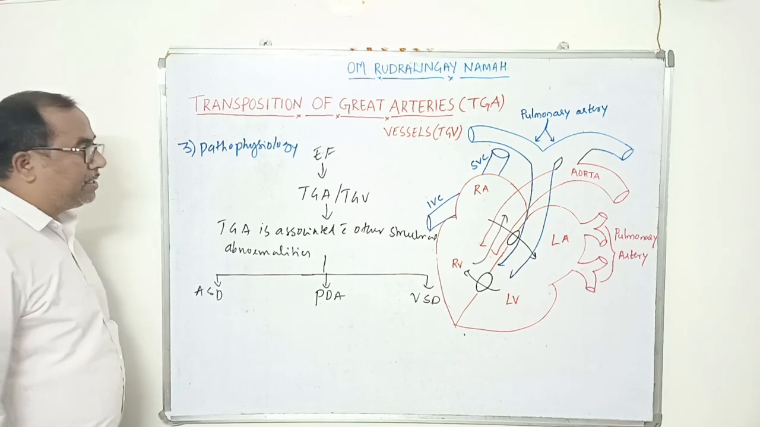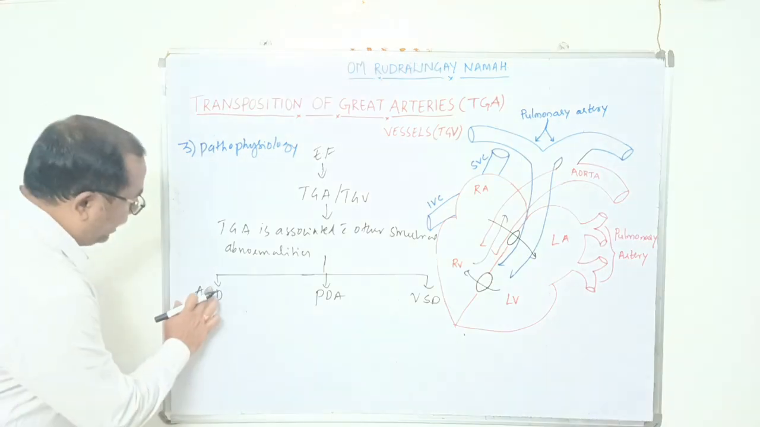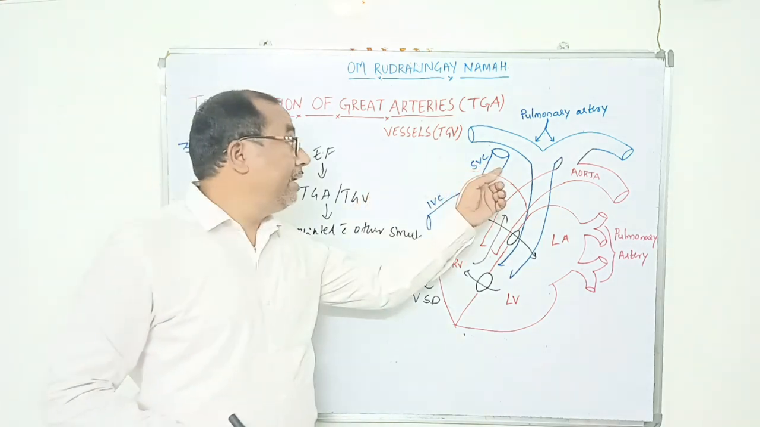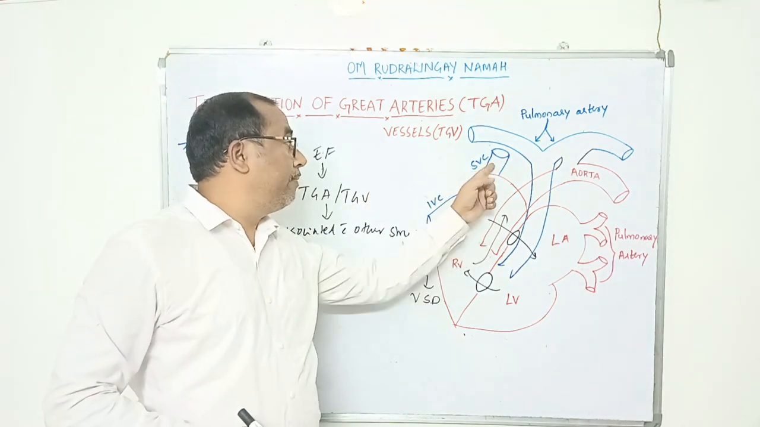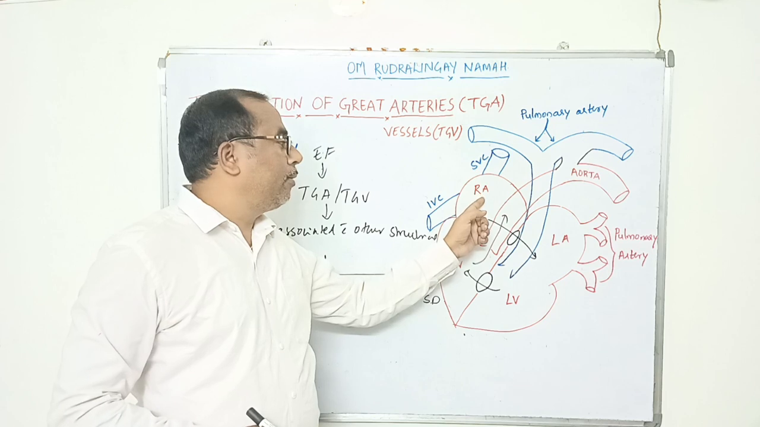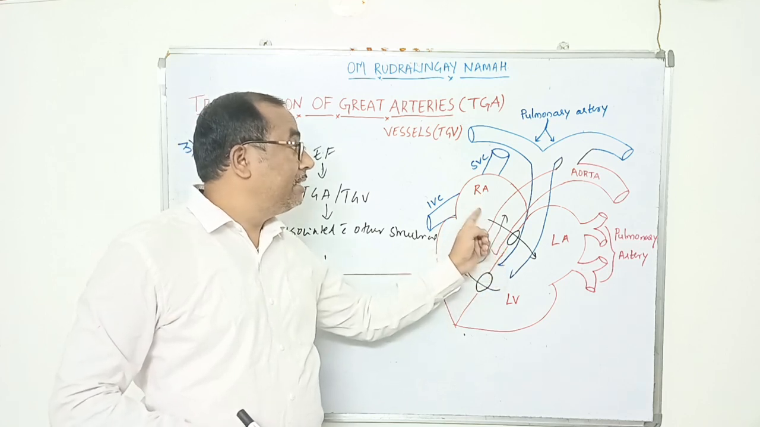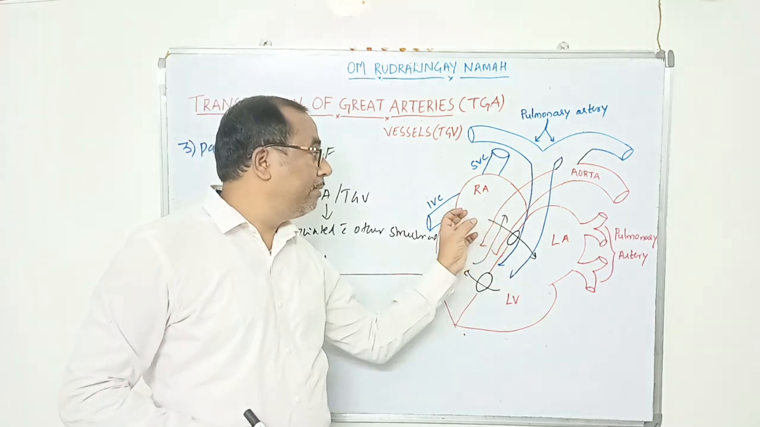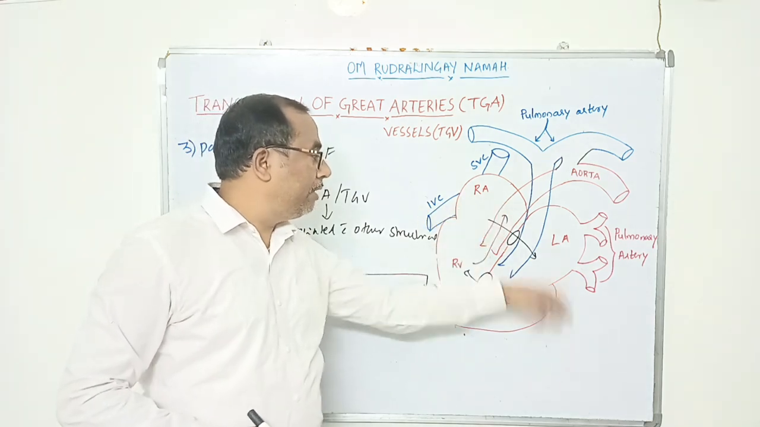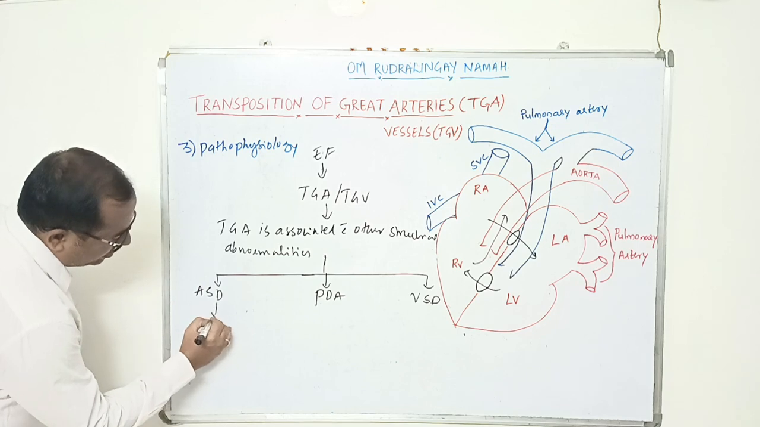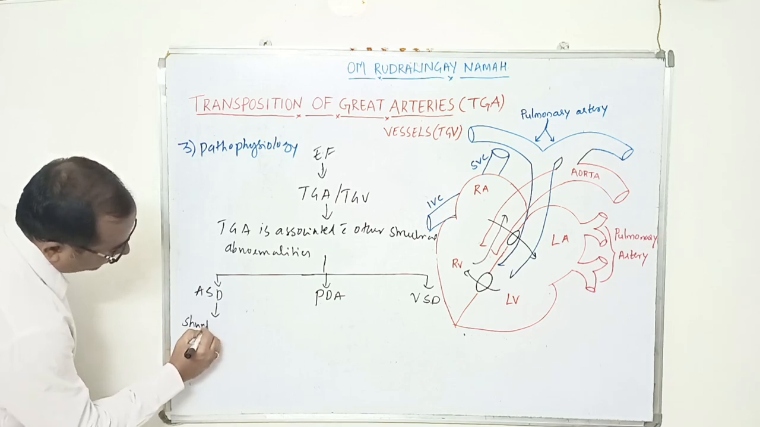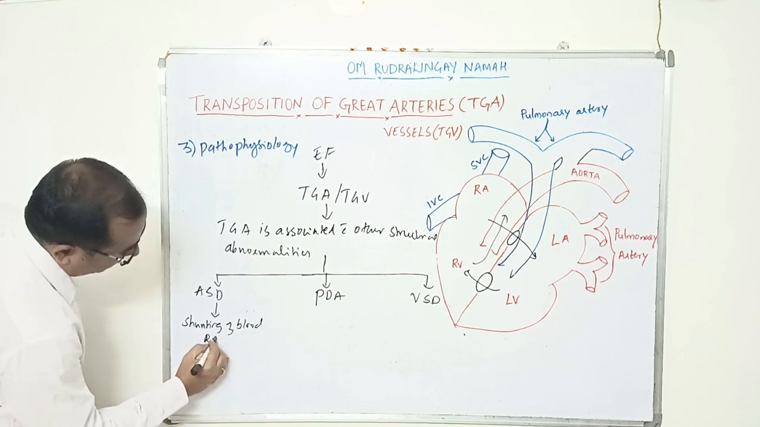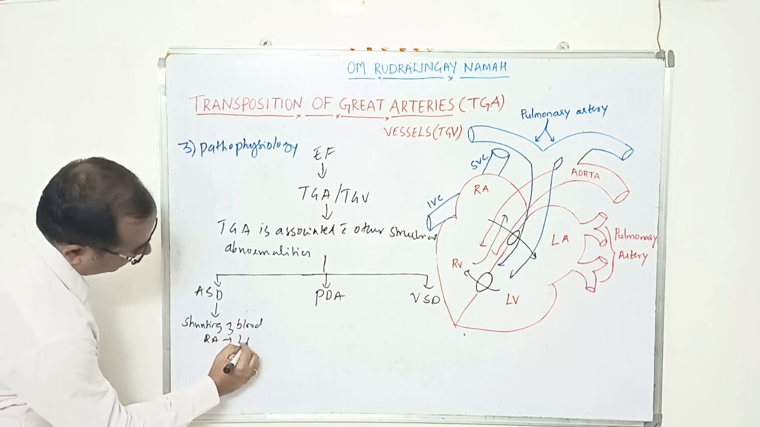So in this condition, what happens here? In case of atrial septal defect, the deoxygenated blood enters into the right atrium through the superior vena cava and inferior vena cava. After that, due to atrial septal defect, there is a shunting of blood from right atrium to the left atrium.